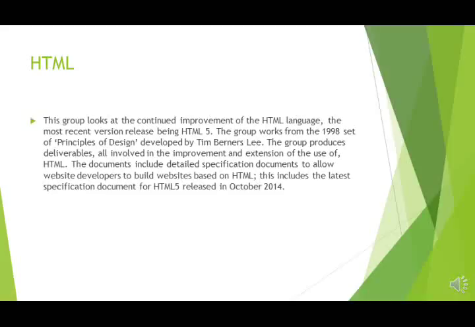Next, HTML. This is the language that everybody knows, and the most recent version is HTML5. The group has worked since 1998, on the principle design developed by Mr. Lee. The group produced deliverables all involved in the improvement and extension of the use of HTML. The latest version was released in October 2014, which is HTML5. So that's the latest version anybody can use in order to create a web page.